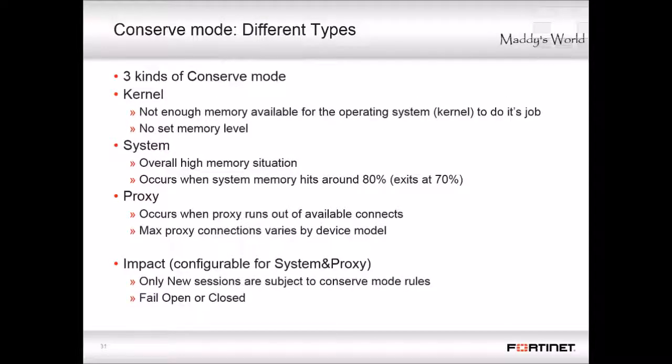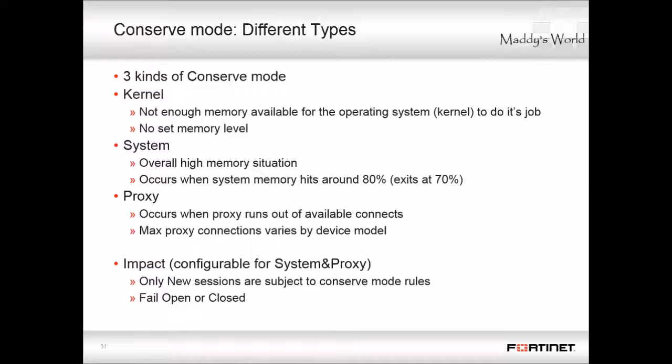The FortiGate can enter in 3 kinds of conserve mode. Each one has slightly different causes and behavior. Kernel Conserve is when the FortiGate's operating system runs out of memory to do its job. There's no set memory level for this, but it can be caused by things like too many files being opened by the processes, too much information on the stack, etc.